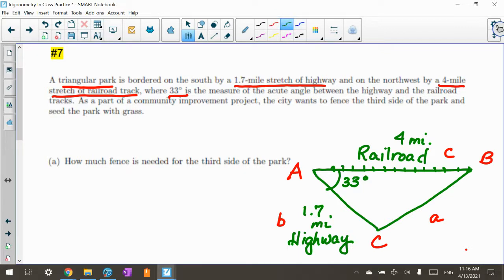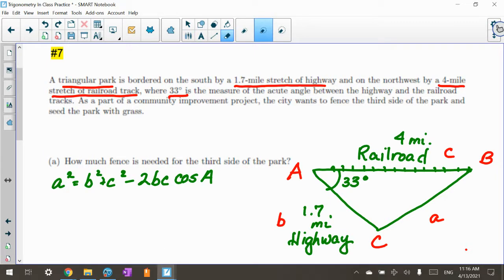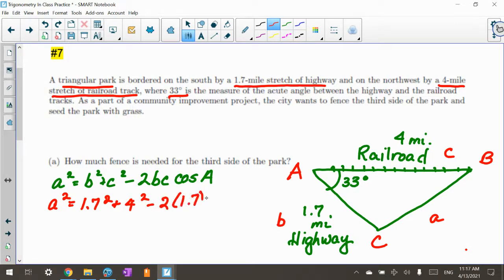So I noticed that I can't use the law of sines because I don't have a side opposite the angle. So I'm going to use the law of cosines. a squared is going to equal b squared plus c squared minus 2bc cosine of the angle A. So when you label it like that, you can have a nice pattern. Now let's plug in everything. I'm looking for a squared. b squared is 1.7 squared plus c squared, which is 4 squared, minus 2 times 1.7 times 4 times the cosine of 33 degrees.